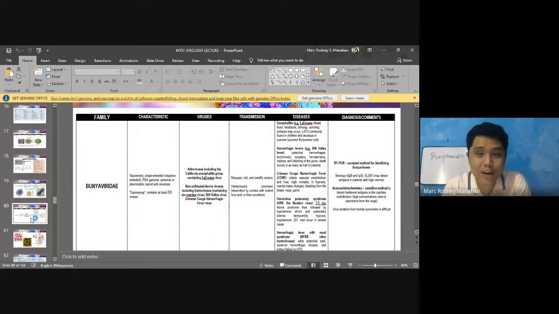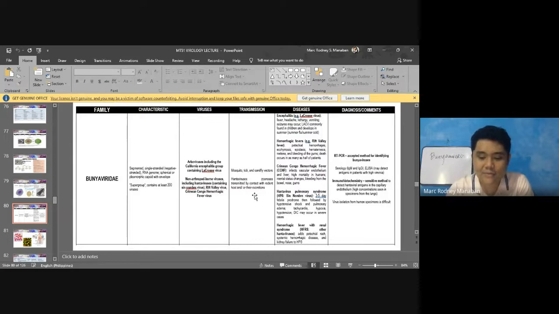Rift Valley and Crimean-Congo, take note, these are arthropod-borne. The non-arthropod-borne one is the hantavirus. The arthropod vectors are mosquitoes, ticks, and sandflies. And again, hantaviruses are not arthropod-borne. Rather, they are zoonotic, again from rats. So rodent hosts, through their excretions. And usually the reservoir host is the deer mouse. Deer mouse. The reservoir for your Arenaviridae is the multimammate rat.